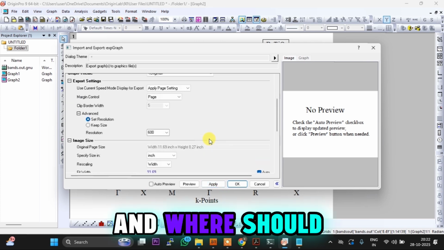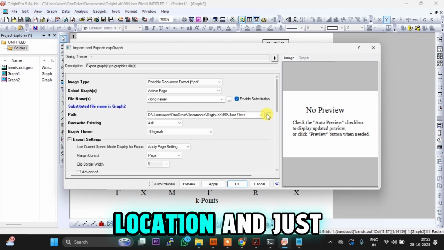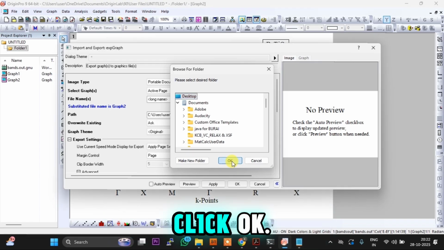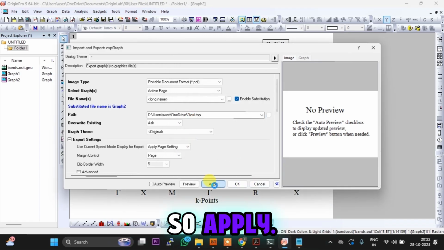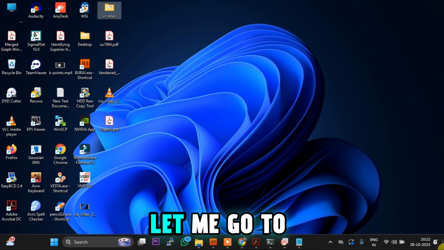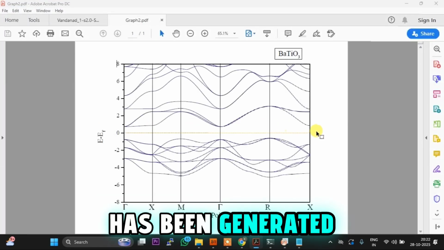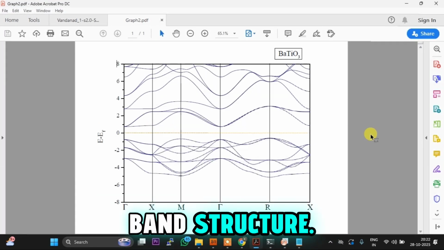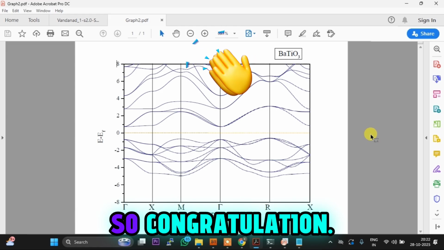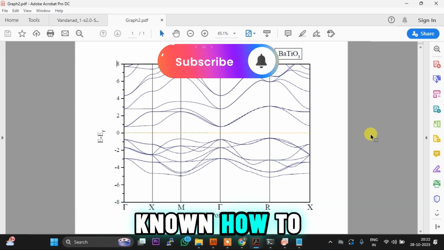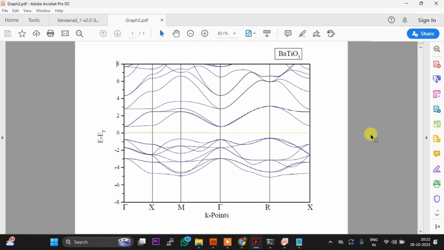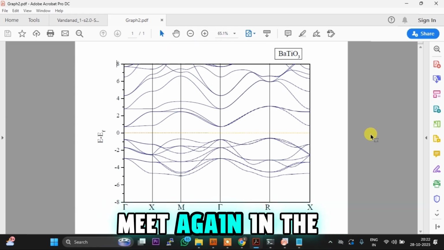And where should it be exported? That is the location, and just click OK. So apply. Let me go to desktop now. You see, the graph has been generated, and that's your band structure. So congratulations, now you have known how to calculate the band structure. Okay, well, so let's meet again in the next video.